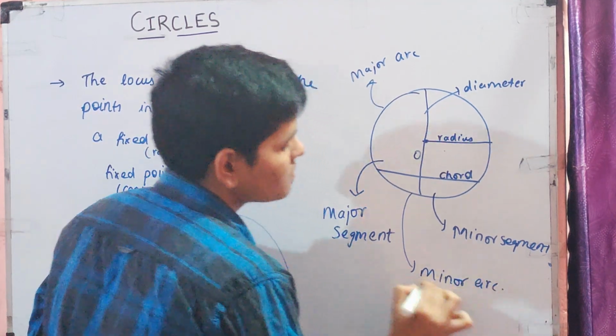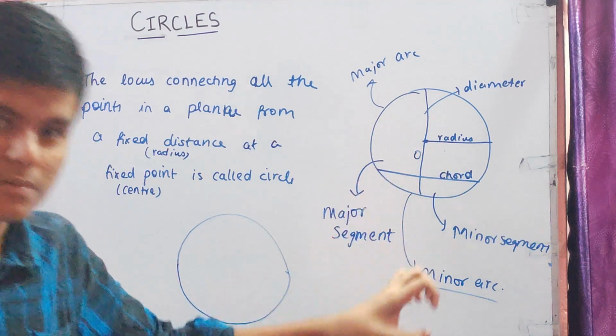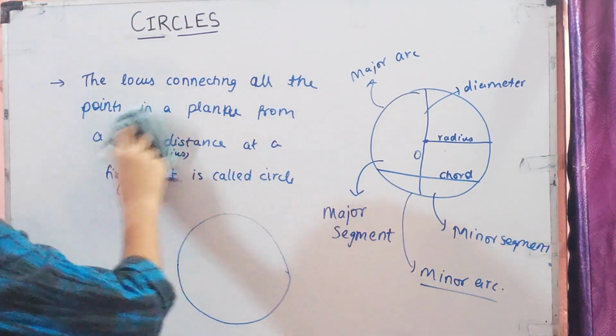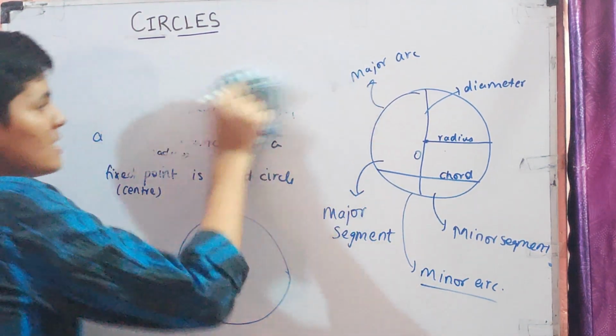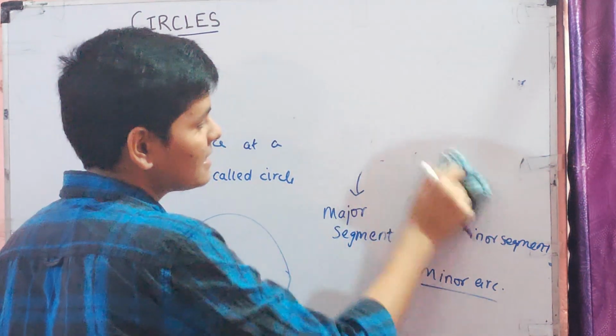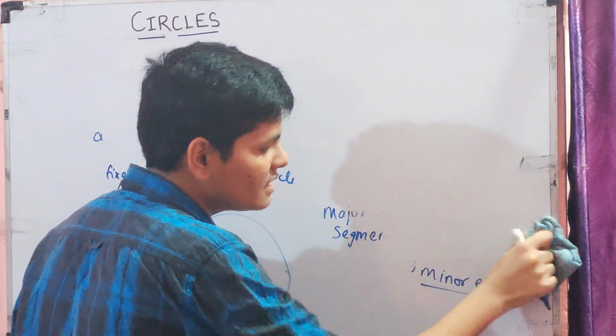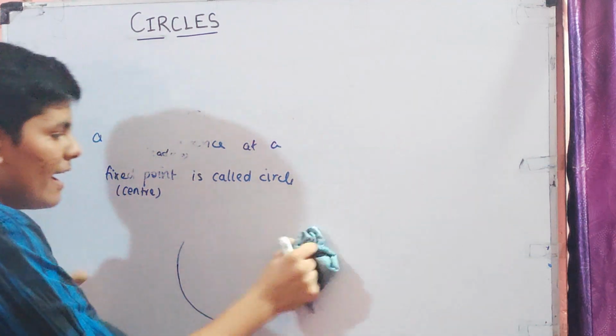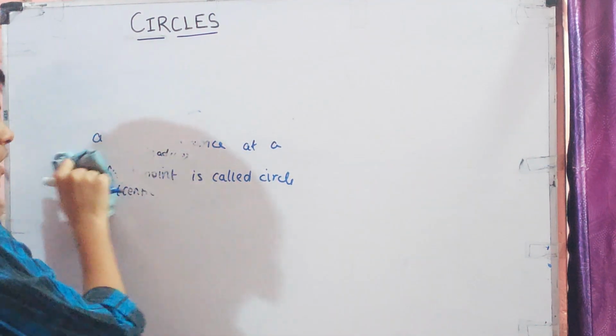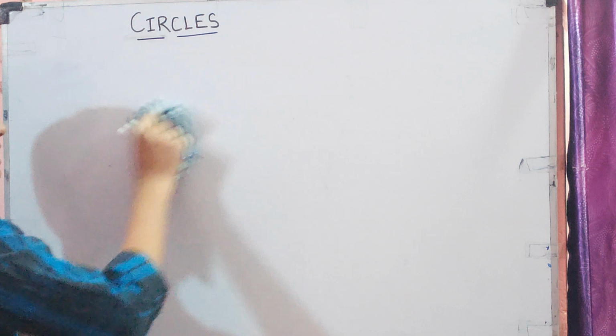These are the basic terms which are related to a circle. Now let us move on to an interesting topic, that is, what is the relation between a line and a circle? The meaning of relation is that if we take a circle and put a line beside it, on it or into it, what is the relation which we can get? Let me write that down over here.